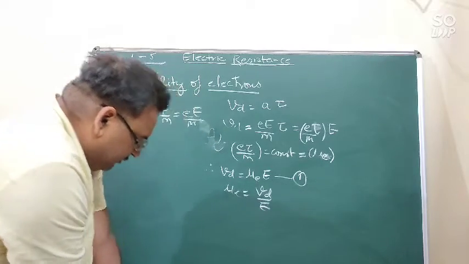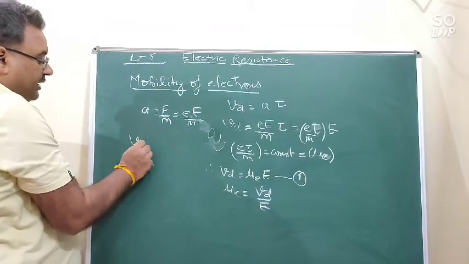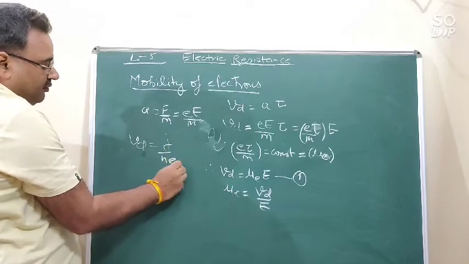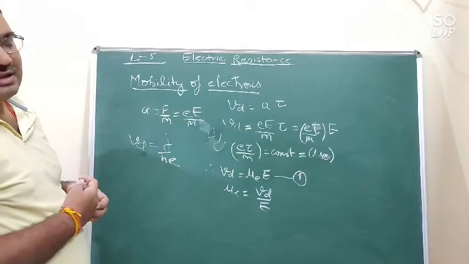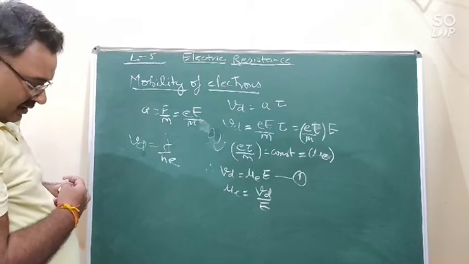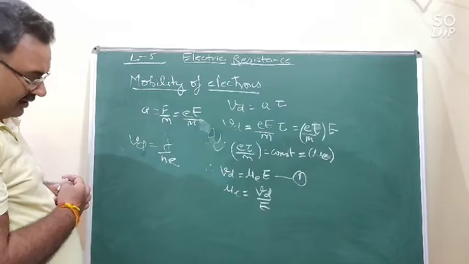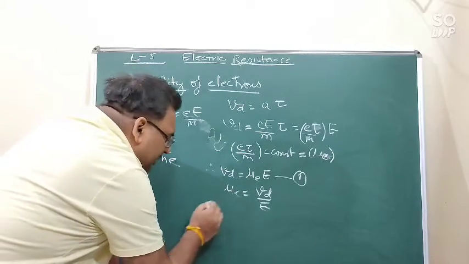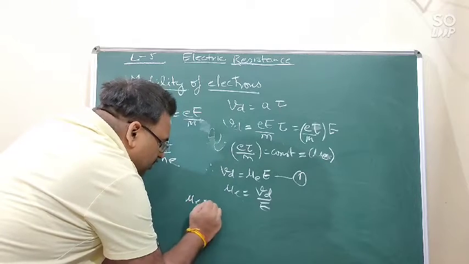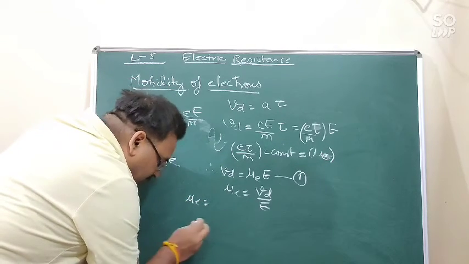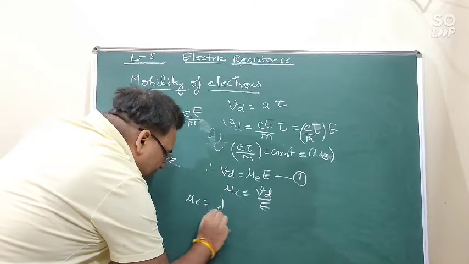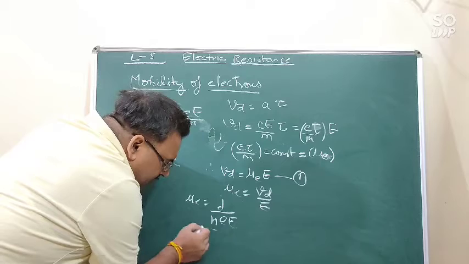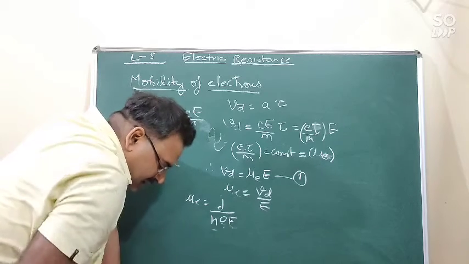Then there is another relation. Vd is equal to J upon Ne. What is J here? J is current density. So we can get another relation of mu. In this, what will we put in place of Vd? Mu is equal to J upon NeE. N is number of electrons, e is charge, and E is the electric field.